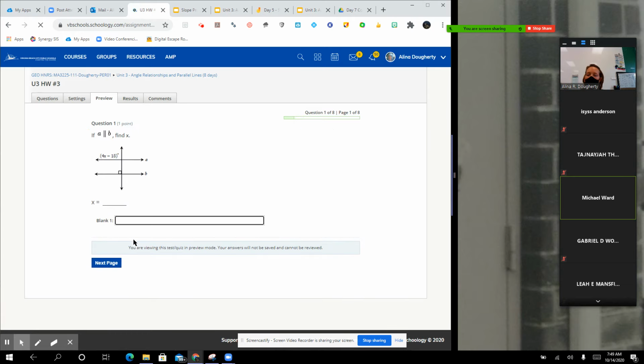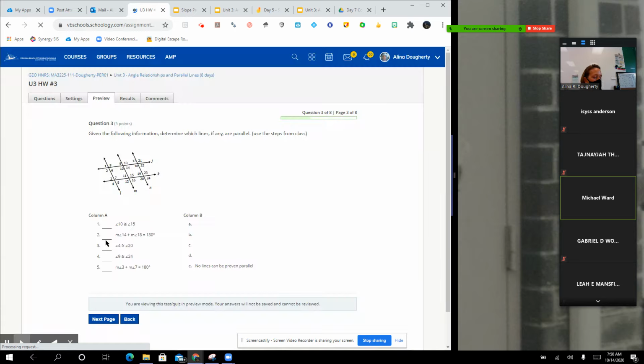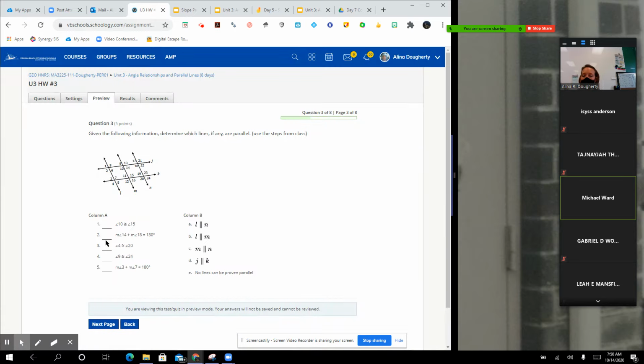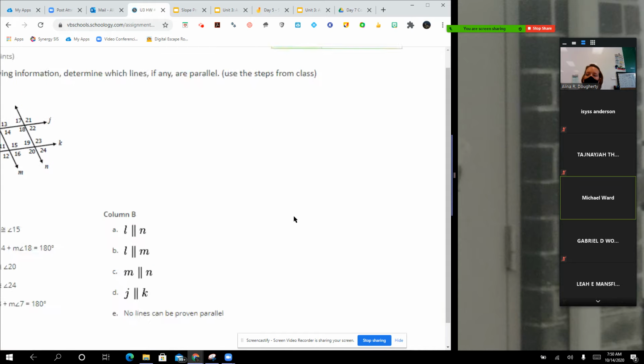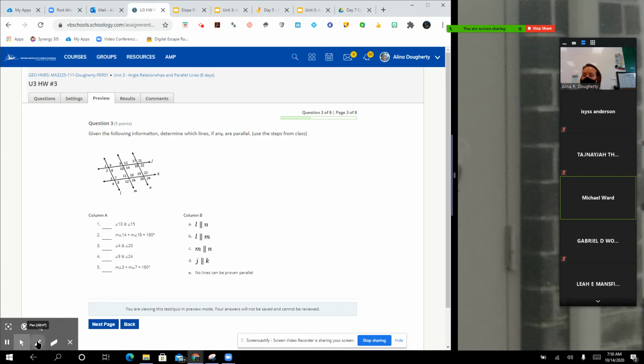So let's look at question 3. Ooh, question 3 is a monster question. Let's see if I can zoom in a little bit. Oh, I need a color.